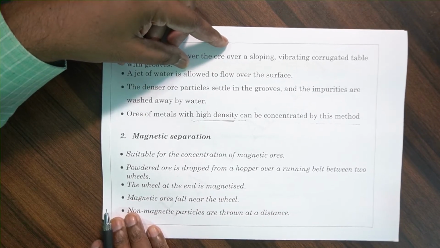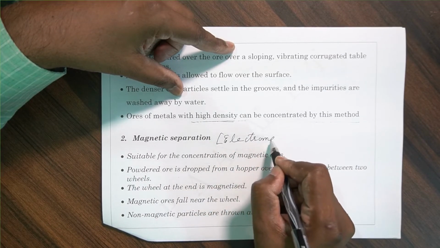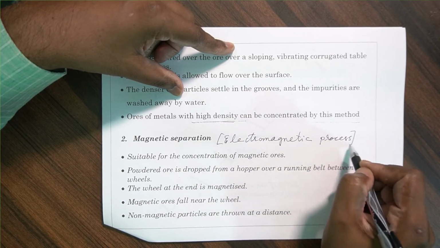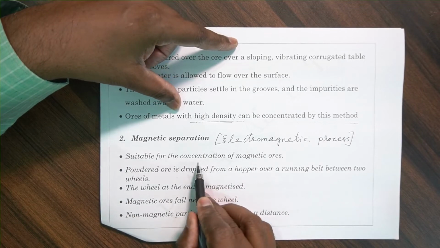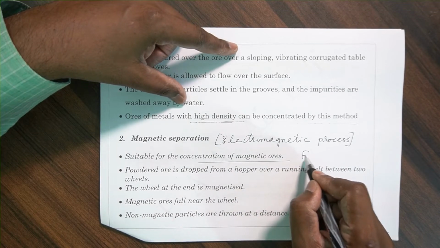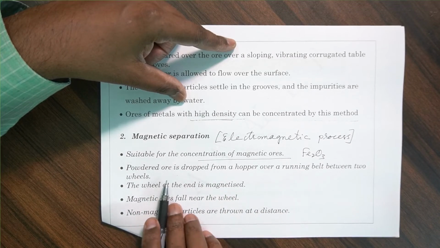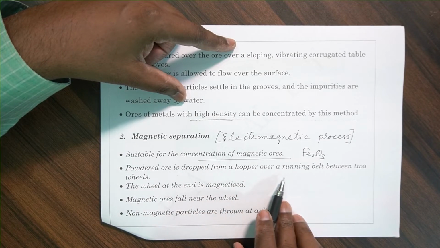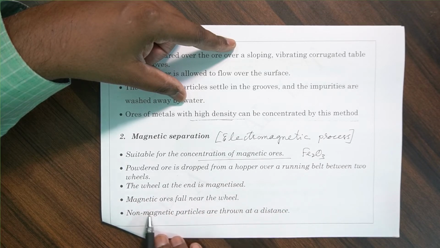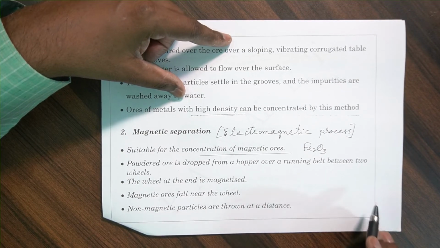Second method is the magnetic separation, or you may call it the electromagnetic process. An electromagnet is used, as the name goes. It is suitable for concentrating magnetic ores, ores which are attracted by magnet, like Fe2O3 hematite. These can be concentrated by this method. What is done? The powdered ore is dropped from a hopper, as we have seen in the previous case, over a running belt between two wheels. The wheel at the end is magnetized. Magnetic ores fall near the wheel, whereas non-magnetic particles are thrown at a distance.